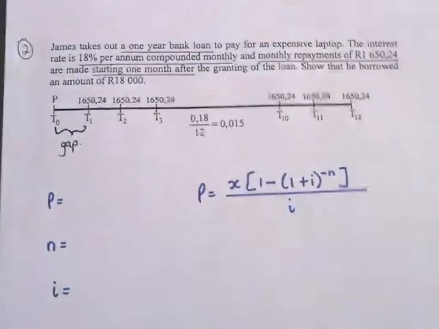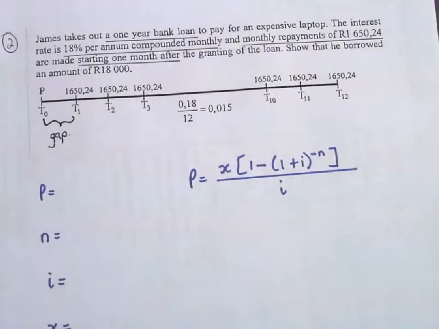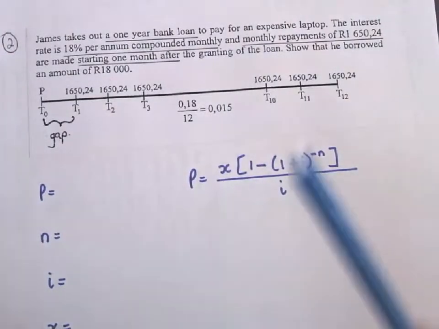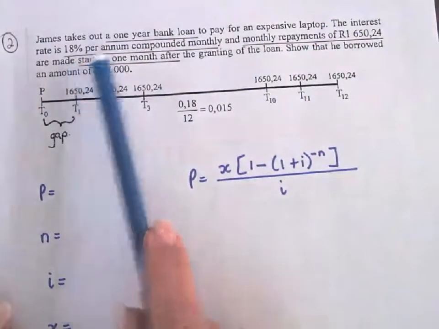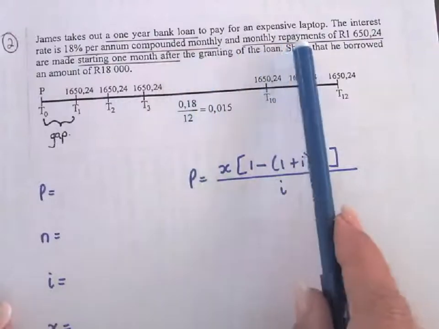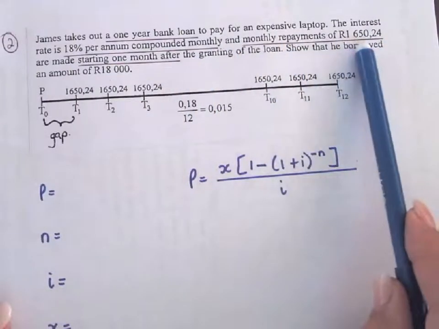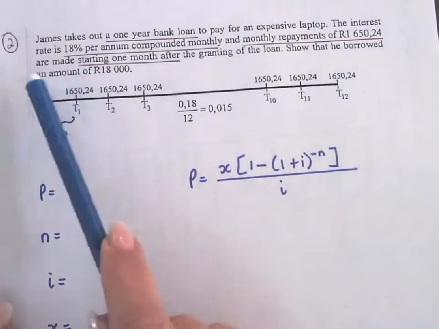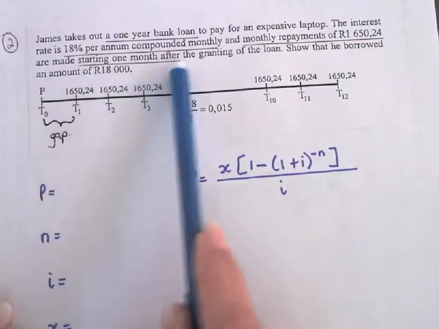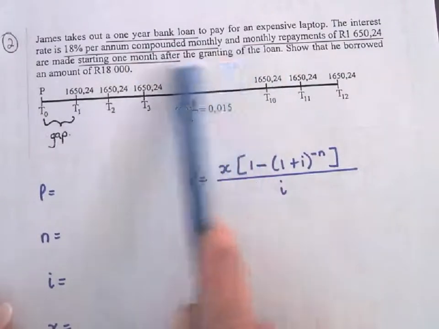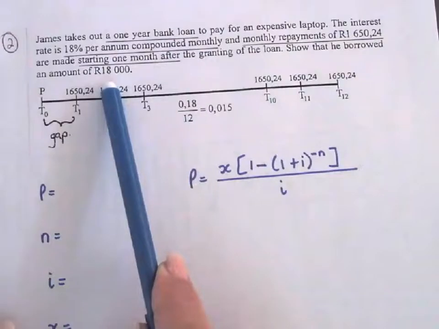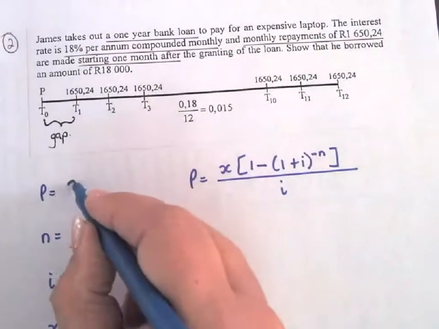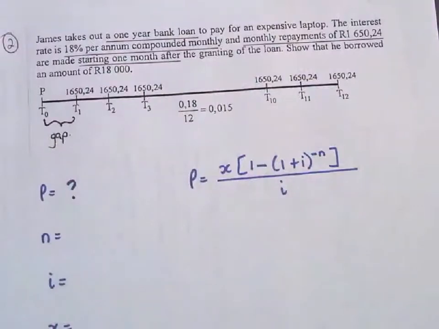Okay, number 2. James takes out a 1-year bank loan for an expensive laptop. The interest rate is 18% per annum, compounded monthly, and monthly repayments of 1650.24 are made starting 1 month after the granting of the loan. So there is my gap. Show that the borrowed amount is 18,000. So we need to calculate P, and we have to get 18,000.